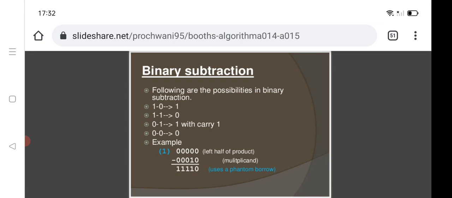One is 0 minus 0 is 0. And 1 minus 0 is what? 1. 1 minus 1 is what? 0. 0 minus 1, it's not possible for me to subtract 1 from 0. So what do I need to do? I need to take a borrow.